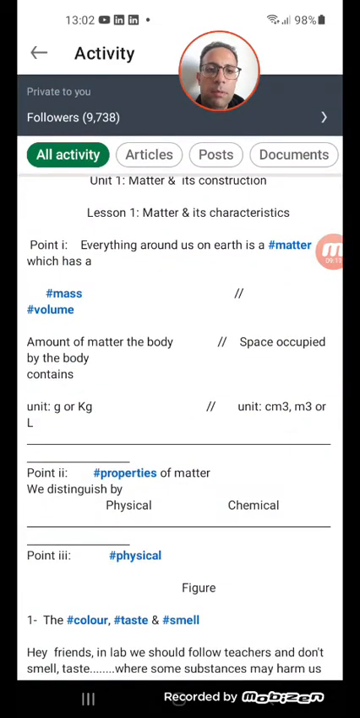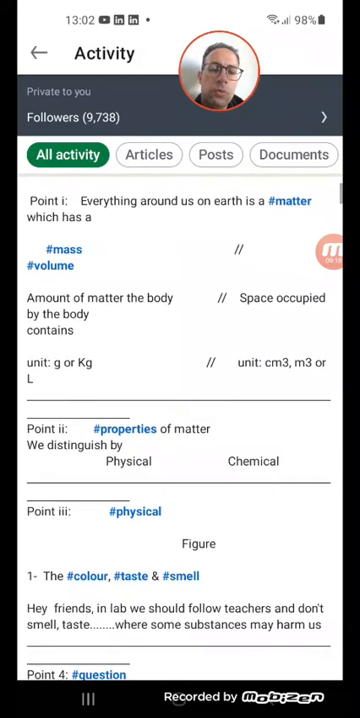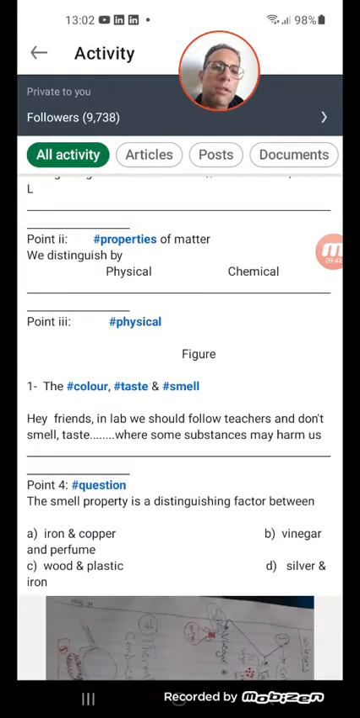We talked about matter and its definition: everything around us on Earth. And the matter has two important features, mass and volume. The mass is the amount of matter the body contains, and the volume is the space occupied by the body. We talked about the units. Okay, the properties of matter, we have physical and chemical.